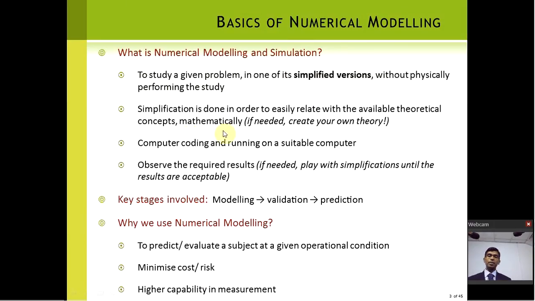The simplification is done in order to easily relate with available theory. So if there's some common theory, we try to simplify in order to match with the theory. If not, for instance, like in doctoral studies or so forth, we can develop our own theory to match with the concept. And then once we are ready with the model, we can do some computer coding. Usually these run in computers, and we can run a suitable program. Then we observe our results, and sometimes we need to adjust the parameters to get the desired result. That is general for any numerical modeling.